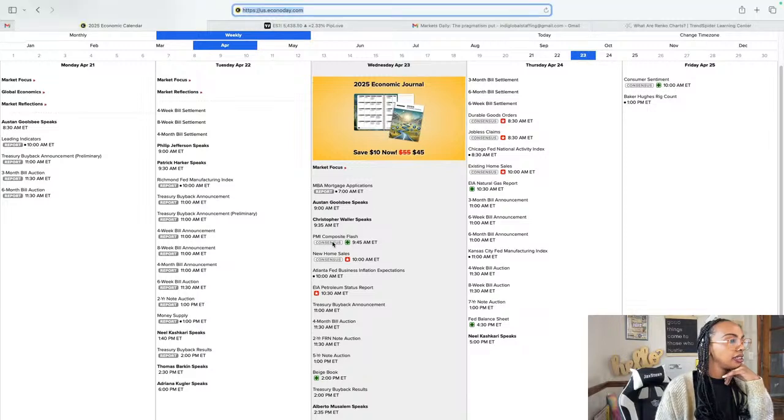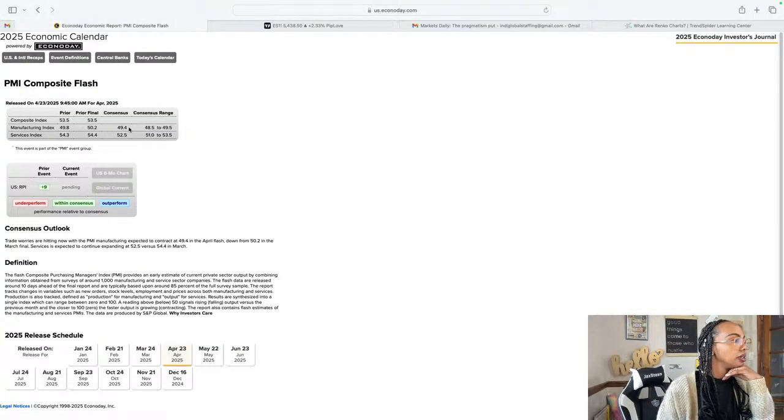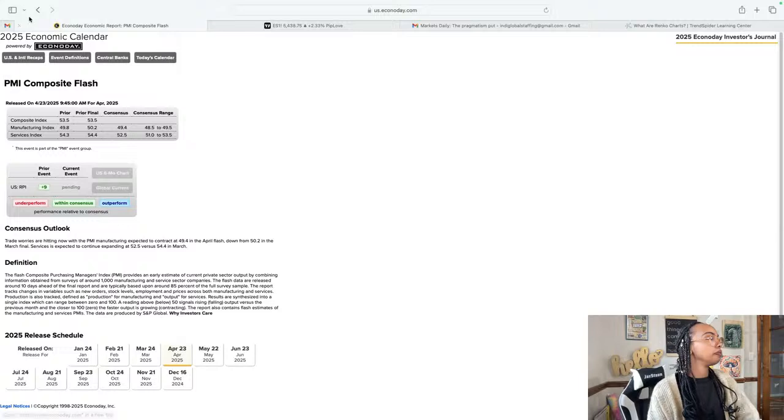So PMI sentiment. Okay, so the Flash Composite Purchasing Managers Index provides an early estimate of current private sector output by combining information obtained from surveys around 1,000 manufacturing and service sector companies. All right. So, this is released around 10 days ahead of the final report.